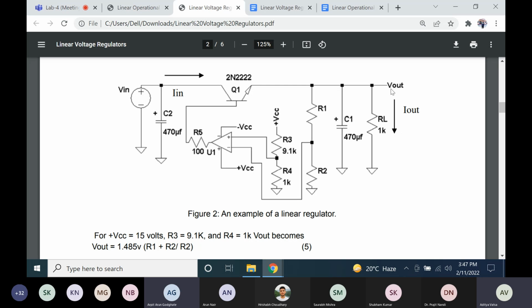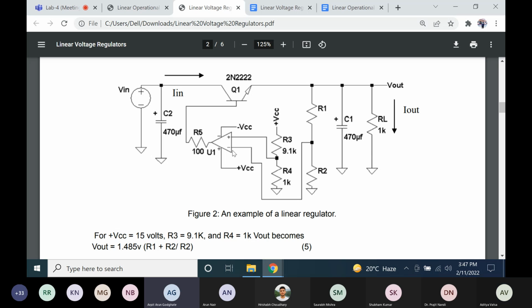So this is the load resistance. This is a 2N2222 NPN transistor, and this is a voltage source. There are two capacitors, C1 and C2. This is an op amp, and here we have a resistance divider, which also means a voltage divider with the help of resistances.